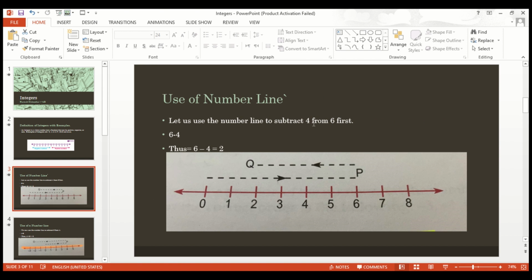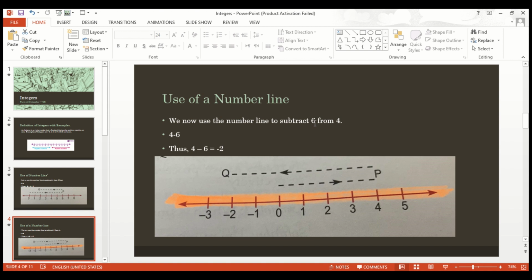Let's use the number line to subtract 4 from 6 first. So this means 6 minus 4. To do so, we start from 0 and move 6 steps to the right. 1, 2, 3, 4, 5, and 6. We reach point P. And then we start from P and move 4 steps to the left. 1, 2, 3, and 4, reaching point Q, which represents 2. Thus, 6 minus 4 is equal to 2.